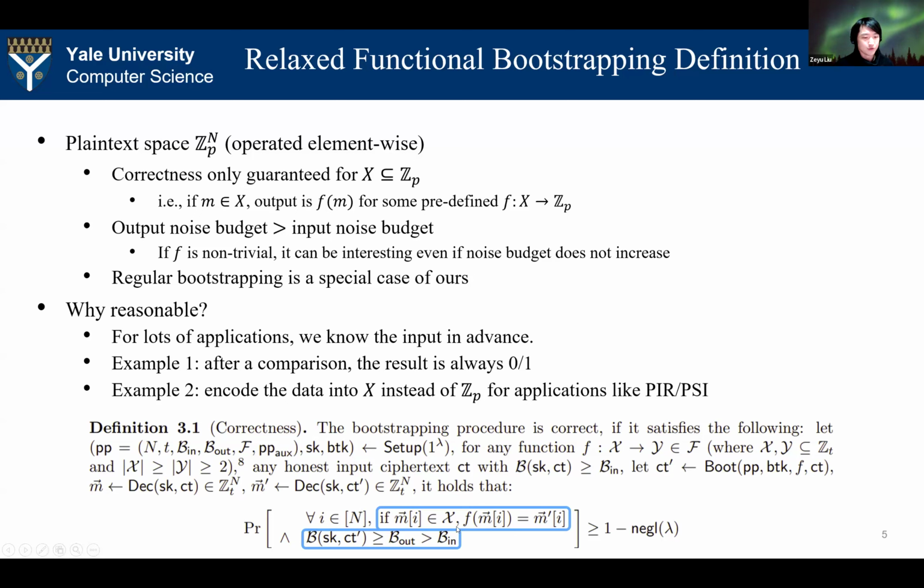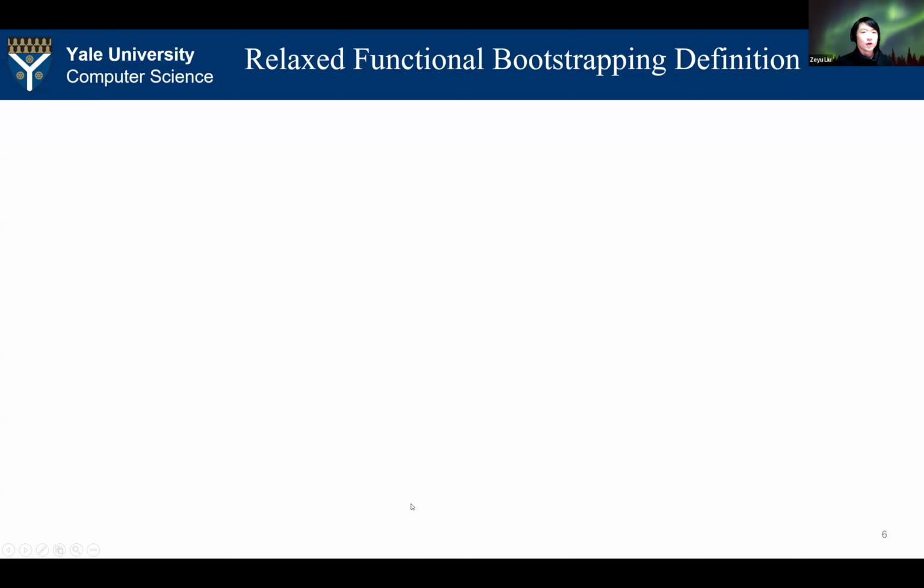I don't expect you to read it. I just like to emphasize two things. The first is that this is the first requirement: only if the input is valid do we require the correctness to hold. And the second is that we require the output noise budget to be greater than the input noise budget. Okay, so as promised, what happens if m is not in this valid set?